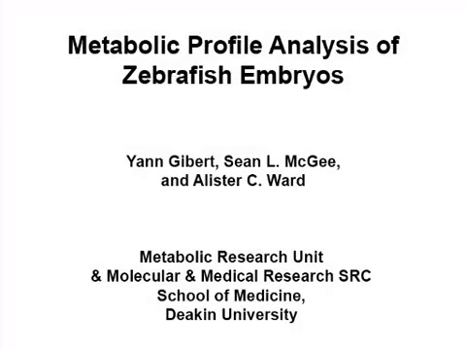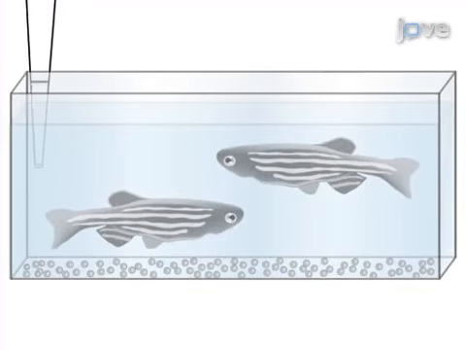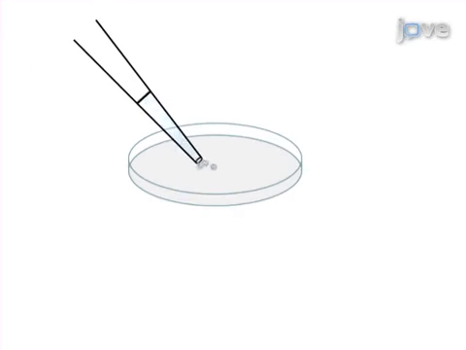The overall goal of the following protocol is to measure the metabolic profile of zebrafish embryos in response to specific genetic or physiologic alterations. This is achieved by first modulating a particular genetic or physiological pathway using a selective pharmacologic compound.